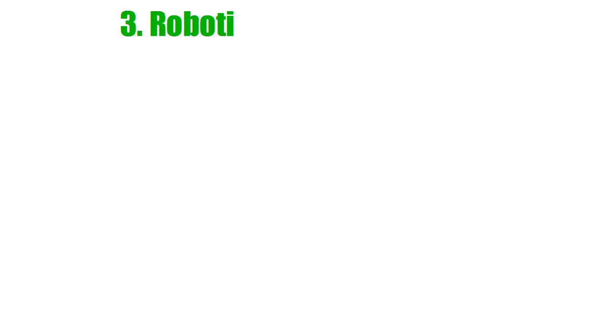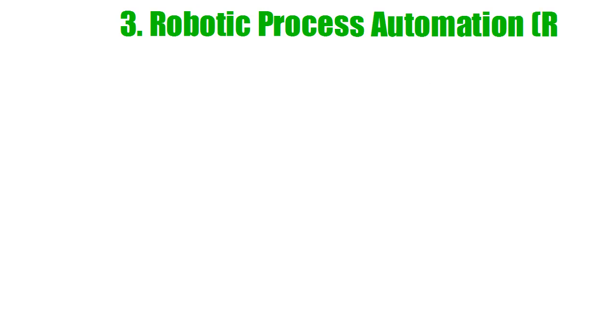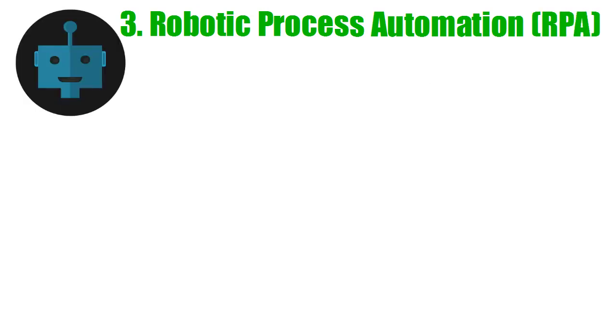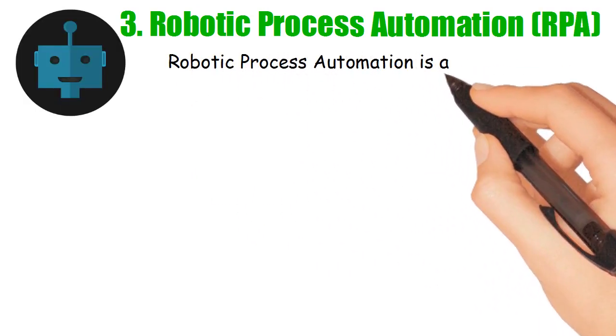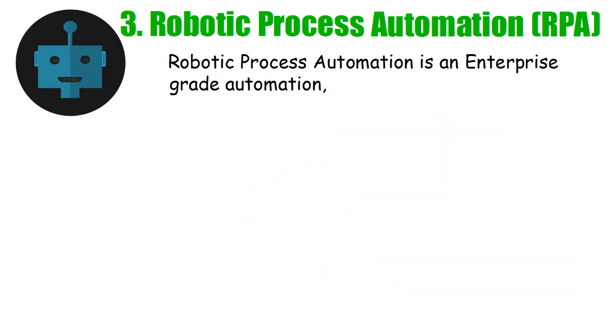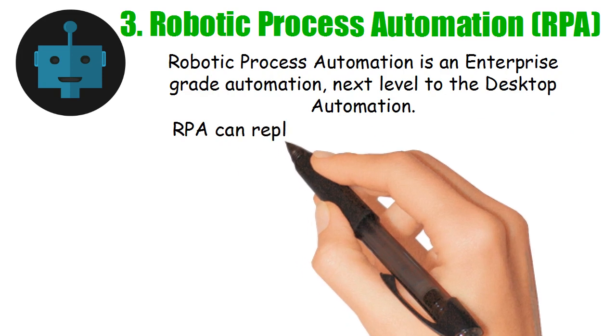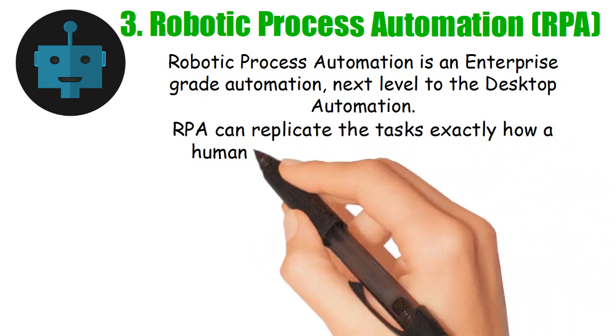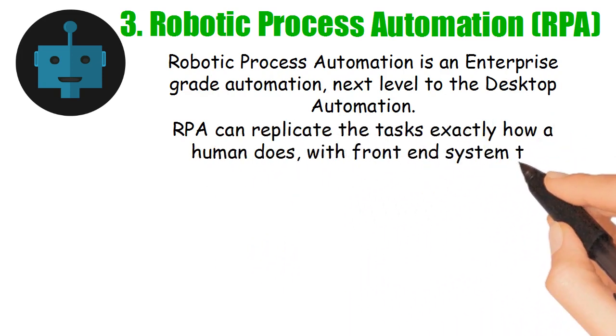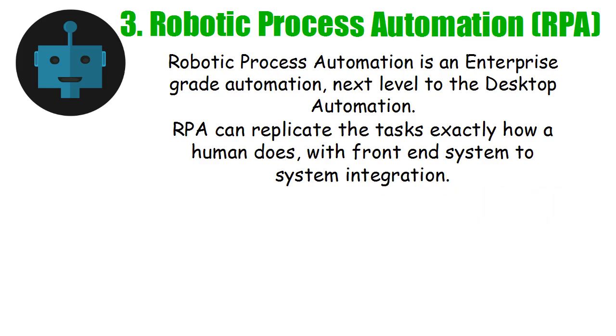Number 3. Robotic Process Automation. RPA. Robotic Process Automation is an enterprise-grade automation, next level to the desktop automation. RPA can replicate the tasks exactly how a human does, with front-end system-to-system integration.